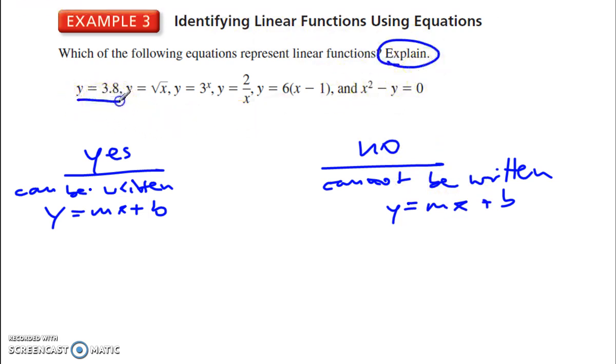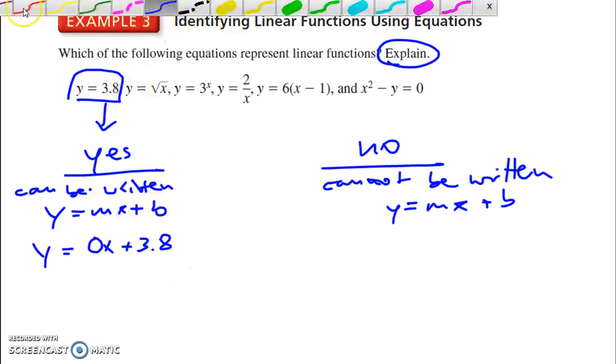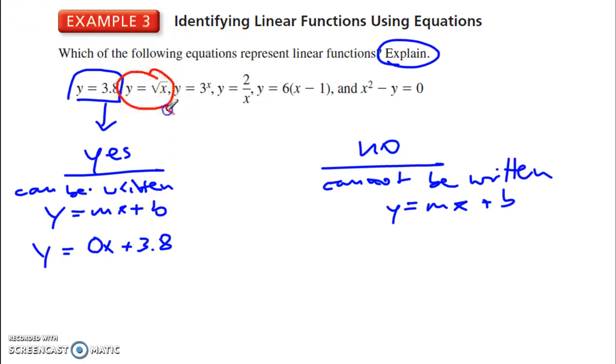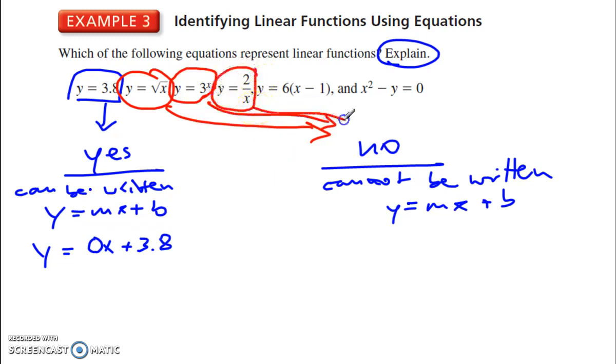All right. This one is a yes, because we can write y equals 0x, there's no x in front of that, plus 3.8. So that's in the form y equals mx plus b. This one is a no. Cannot be written y equals mx plus b. Nope. Cannot be written y equals mx plus b. This one is a no. Cannot be written y equals mx plus b.